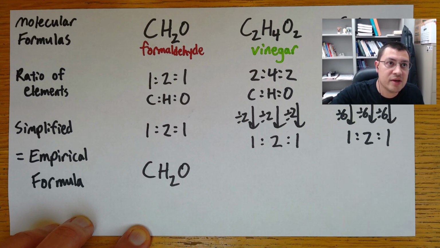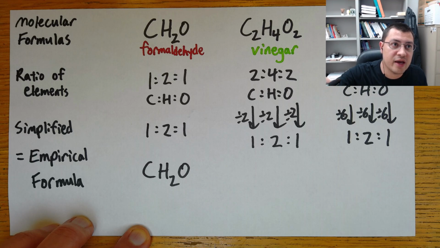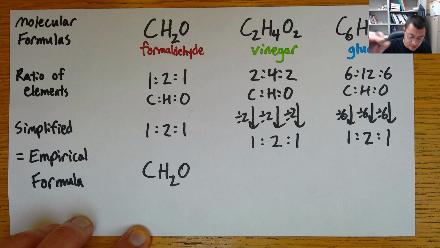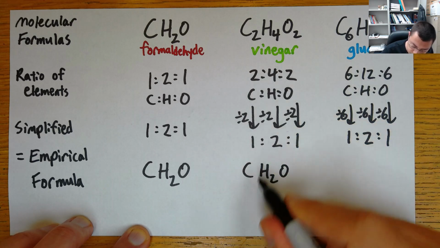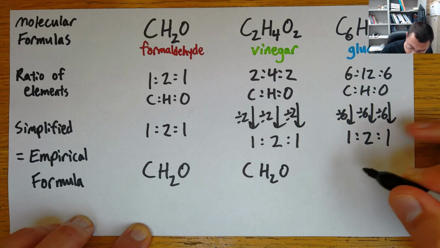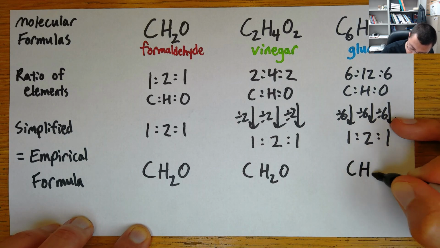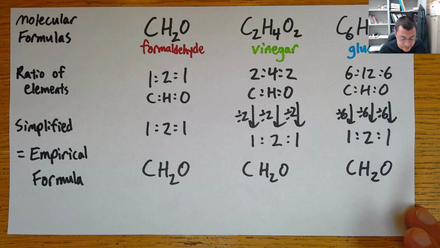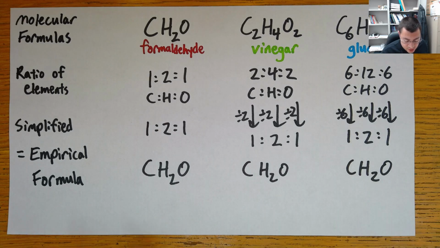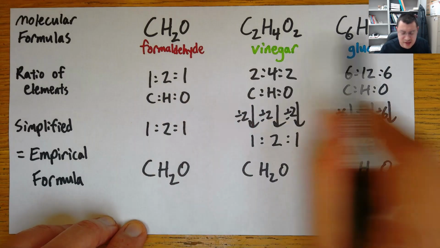Okay, how about vinegar? We would write that as, sorry, I'm adjusting the screen here, CH2O again, C1H2O1, and glucose gets the same thing. So all 3 of these compounds have the same empirical formula. If you like to study the meaning of words, the word empirical means from experiment. It means it has a basis in reality. Yet, these are definitely different molecules.